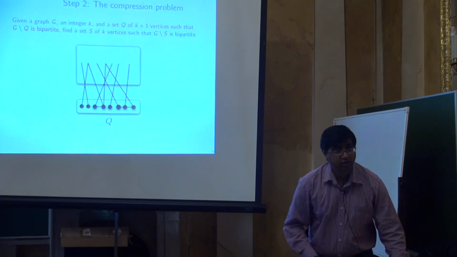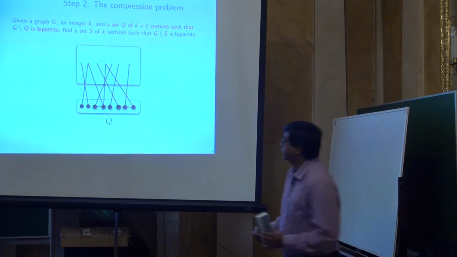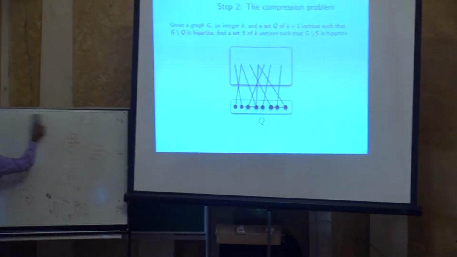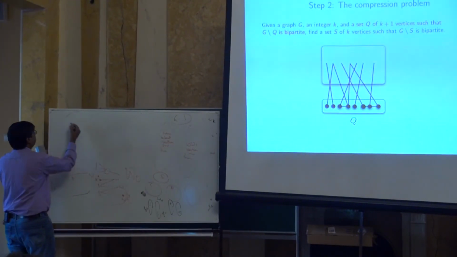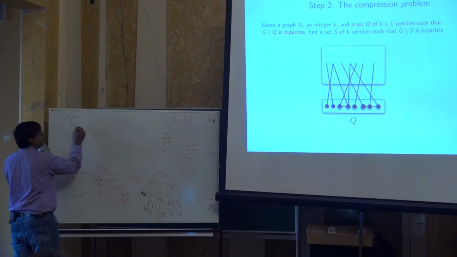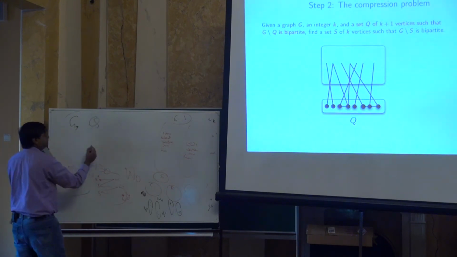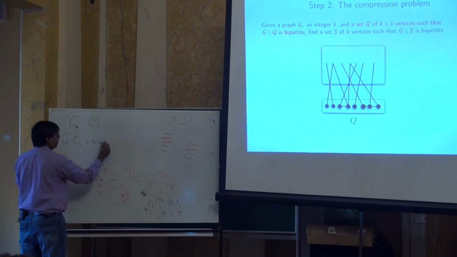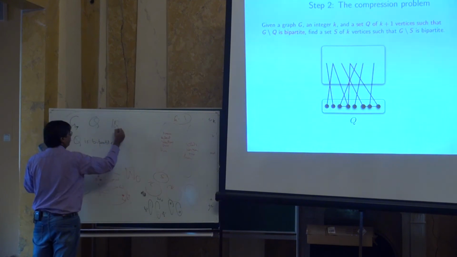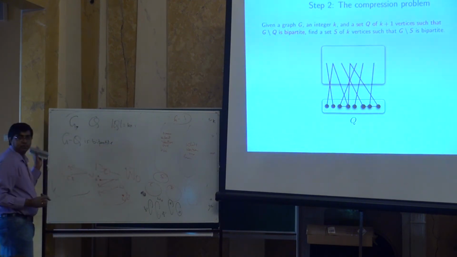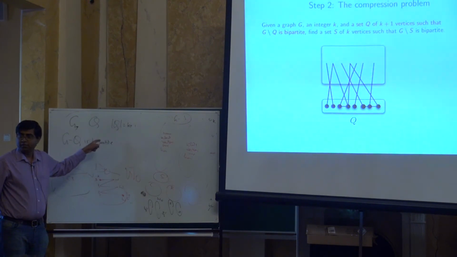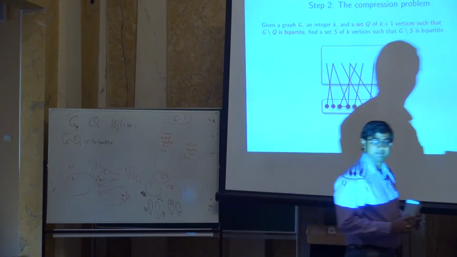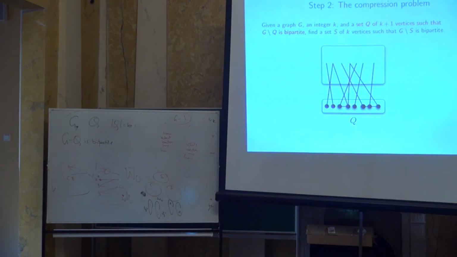So this is why it is amazing. What are you given? You are given G, a set Q, and the property that G minus Q is bipartite. Don't ask me who gives you this. We will see. It's for free. That's the point. But for now, suppose I gave you this.